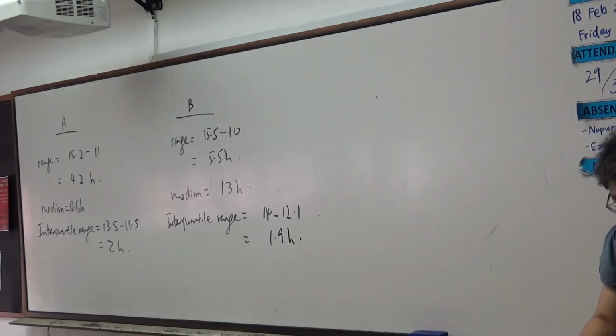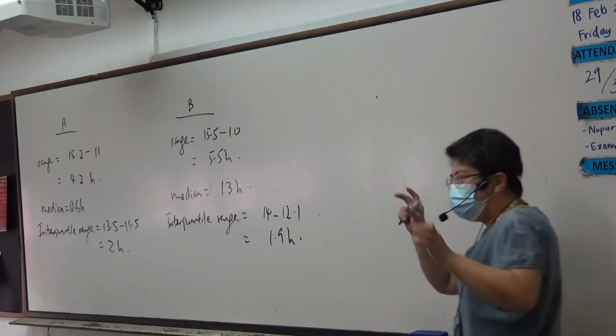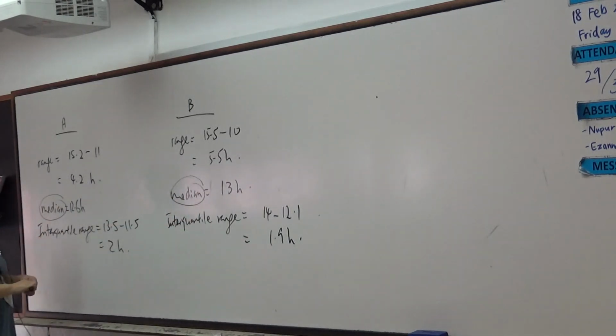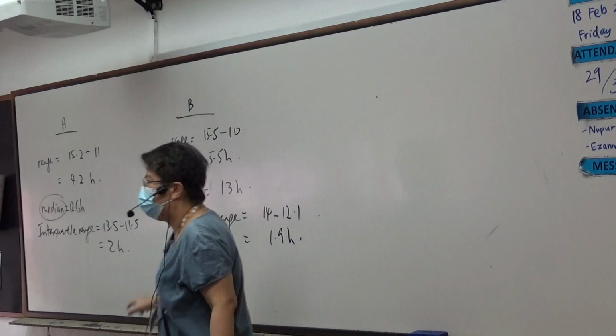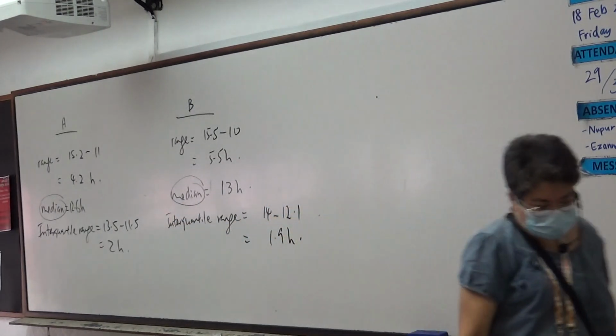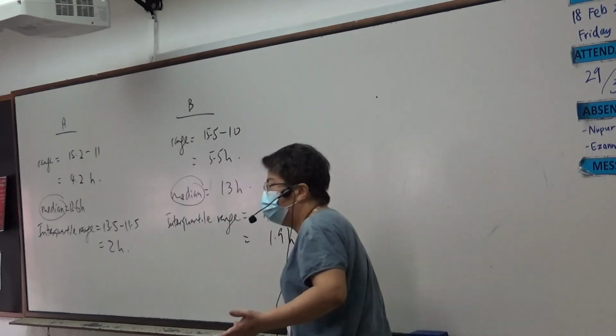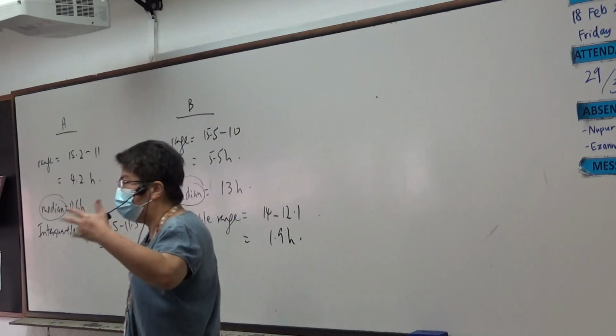Okay, now next part. Part C, I'm going to teach you how to answer this type of question. They always ask you to compare. Which brand of smartphone has a longer battery life on average? State a reason. Now, when you want to compare two sets of data, you always compare what I told you already. What is it? Median. So, which one has got a longer battery life? B, right? Because it's 13 hours. Smartphone B has a longer median battery life because the median is higher. You cannot just say B. What's the reason? Because the median is higher.